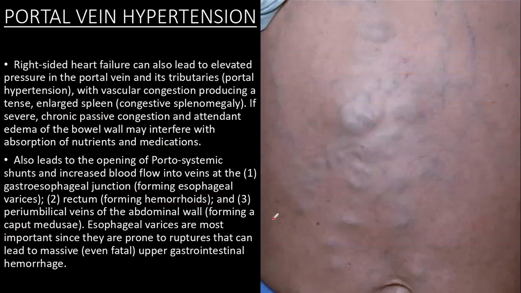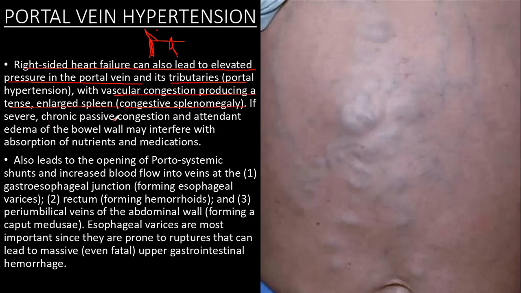Now, portal vein hypertension. Right-sided failure can also lead to elevated pressure in the portal vein and its tributaries. Remember the tributaries of the portal vein. The portal vein is formed by the confluence of the superior mesenteric vein with the splenic vein, and remember, the inferior mesenteric vein drains into the splenic vein. Now, if you have congestion in the portal vein, there will also be congestion in the tributaries. And this will produce vascular congestion, producing a tense enlarged spleen, congestive splenomegaly.